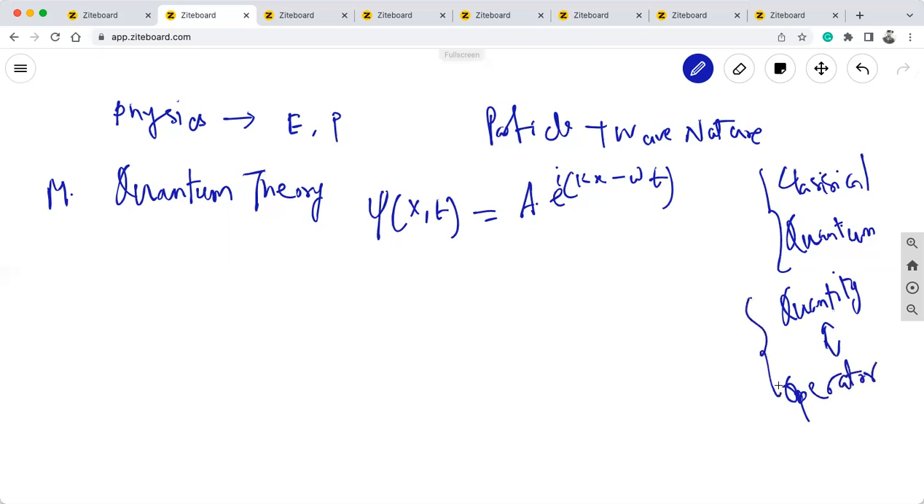So these two phenomena are very much important. So this A is the amplitude. For simplicity, say A equals 1. Okay.